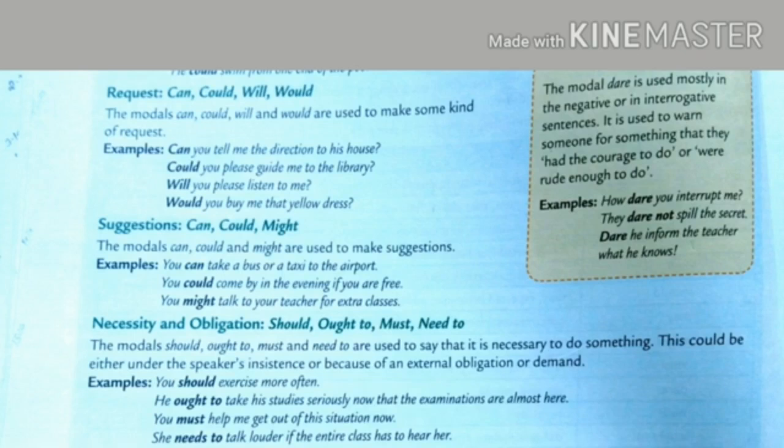Will you please listen to me? Formal request. And also calm. Would you buy me that yellow dress? Polite request. Do you understand how we use can, could, will, would for requests?